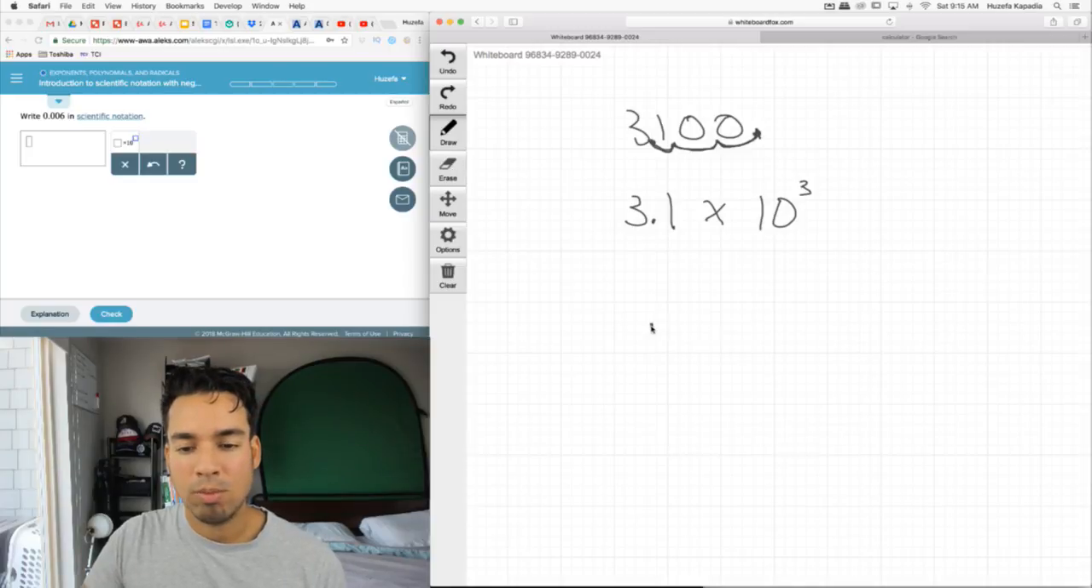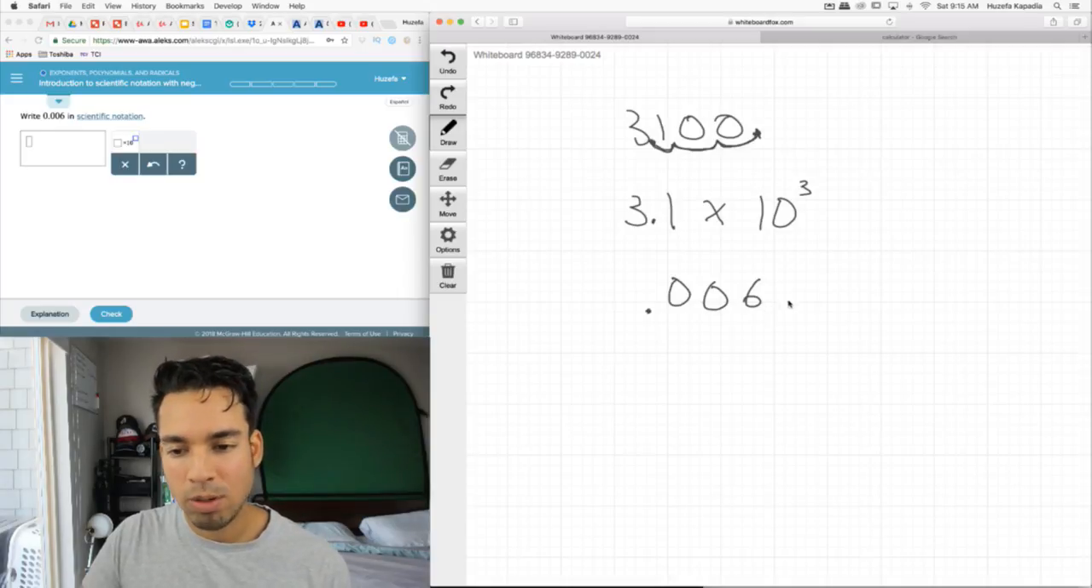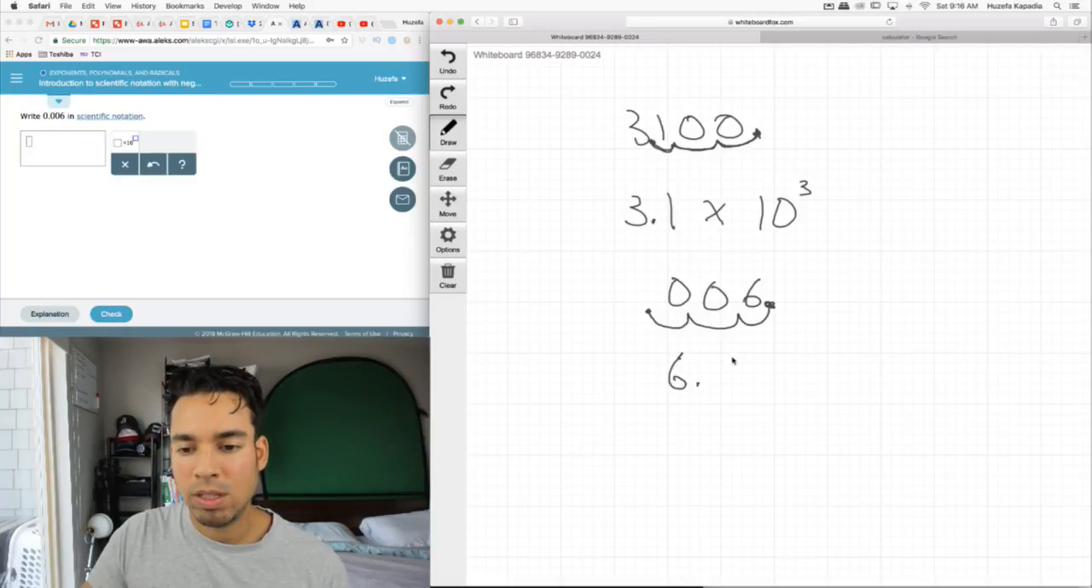But now let's look at this example where we've got 0.006. Now my decimal's over here. Remember, I want the decimal over here. I want one non-zero whole number to the left of the decimal. So I'm going to have to move it once, twice, 3 times. And so now it's going to be 6.0 times 10. And we moved it once, twice, 3 times. So we put a 3.